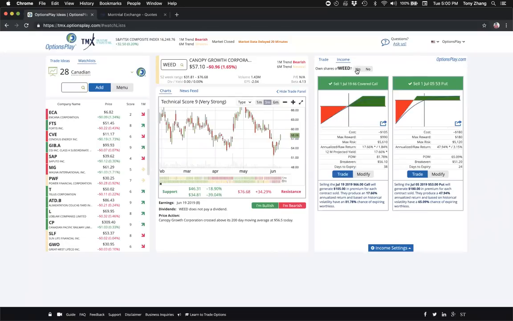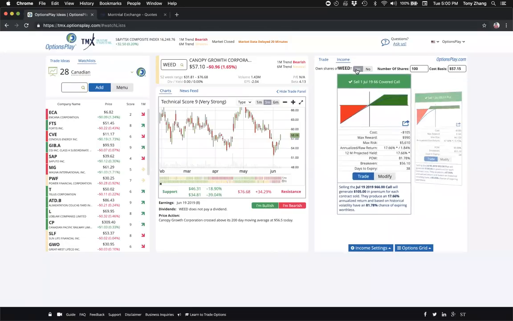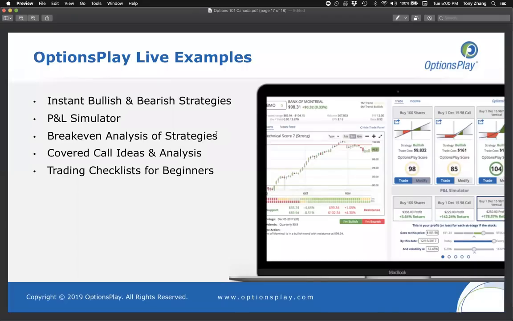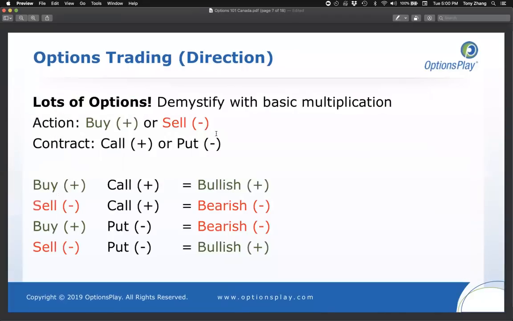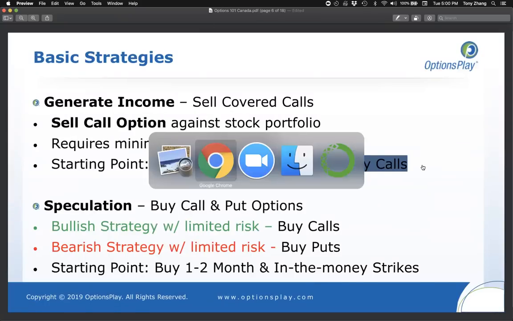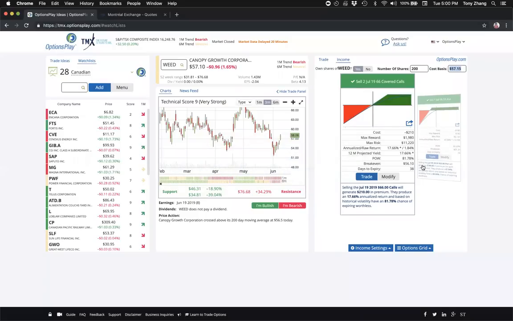Because to sell covered calls, you have to own the stock. You would answer yes. You can type in the number of shares that you own, and it will spit out a starting point for a covered call. So we talked about in the slides that when you sell covered calls, you want to sell roughly a 1 month out of the money call option. So Options Play will actually apply this for you automatically. So it'll sell the July 19th, which is roughly about a month away.